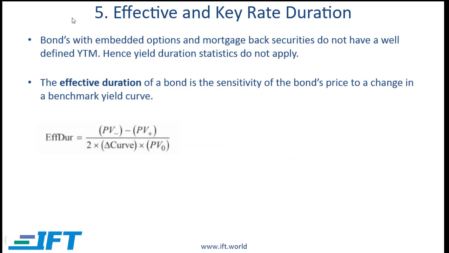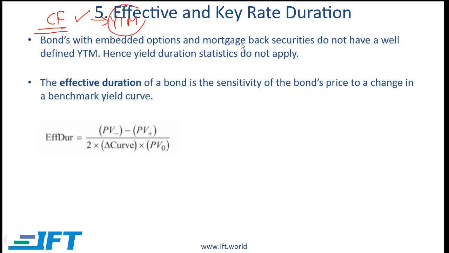So far we have focused on straight bonds or conventional bonds. These are bonds where the cash flows are known, both the timing and amount of cash flow is known, and these bonds have a well-defined yield to maturity. The duration measures that we have talked about so far are yield-based duration measures, and they work for bonds where the cash flow is known.